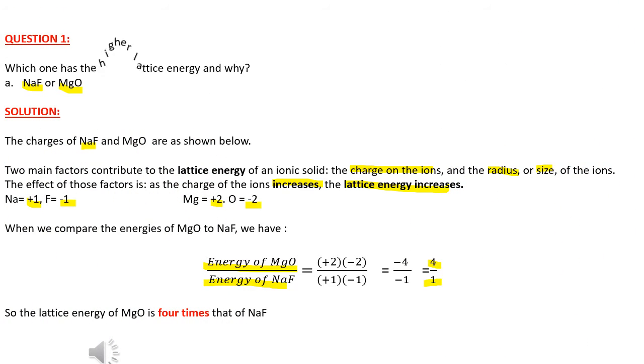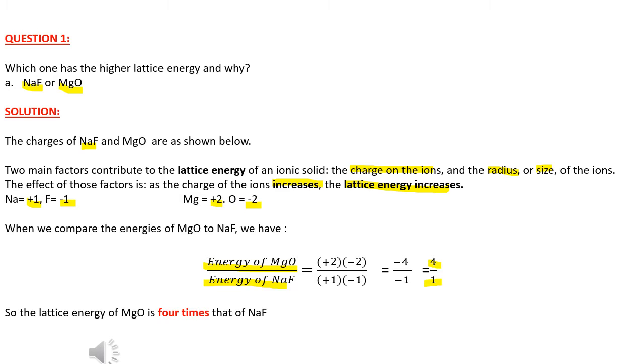Question 1. Which one has the higher lattice energy and why? Sodium fluoride or magnesium oxide? Solution. The charges of sodium fluoride are sodium equals +1, fluorine equals -1. In magnesium oxide, the charges are magnesium equals +2, oxygen equals -2.